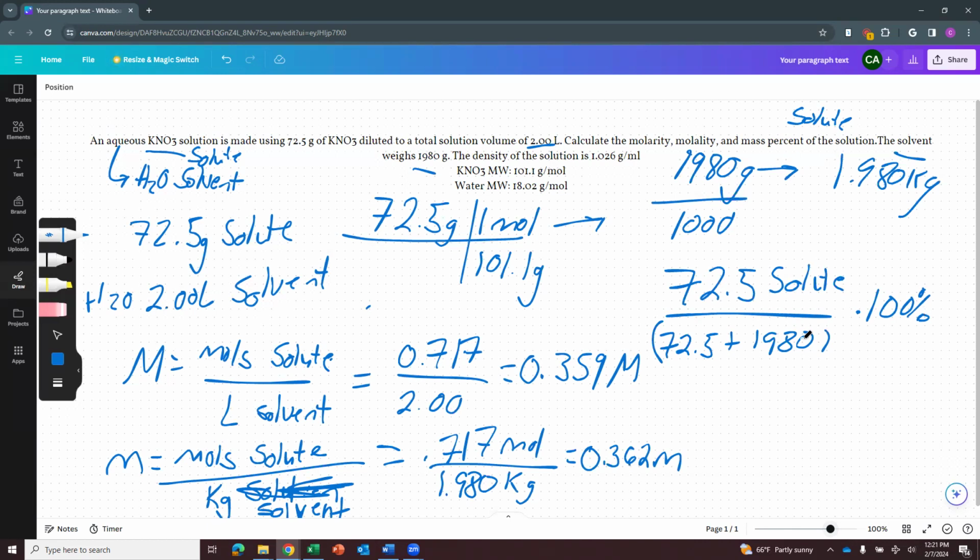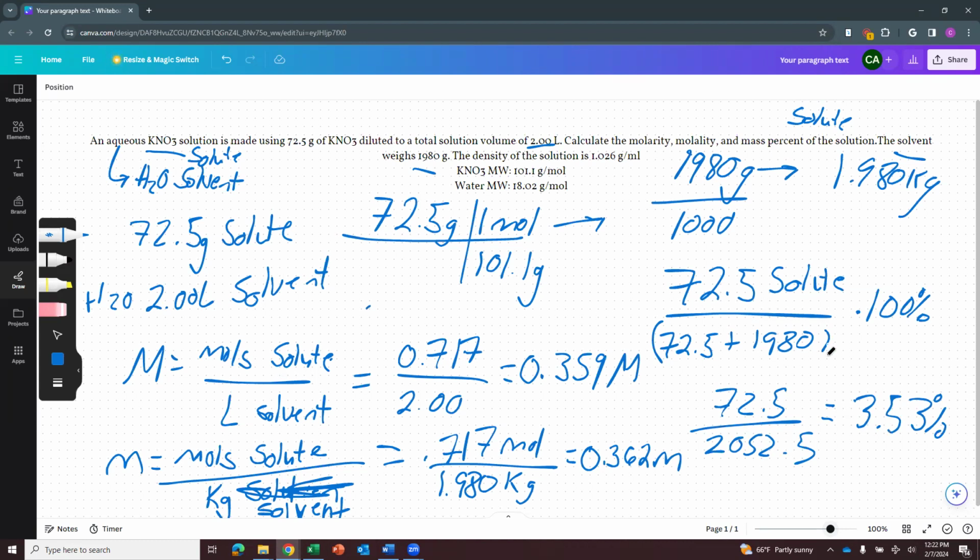So let me just do this math really quick. Our denominator, so 72.5 divided by 2052.5. Then multiply that by 100. So our mass percent is 3.53%.